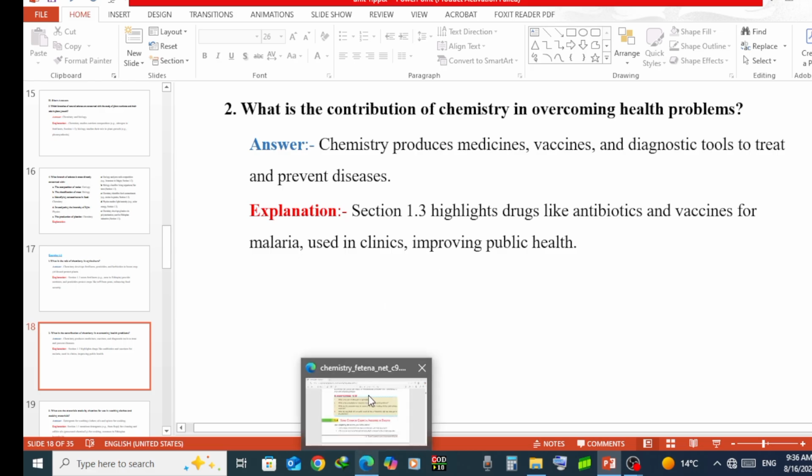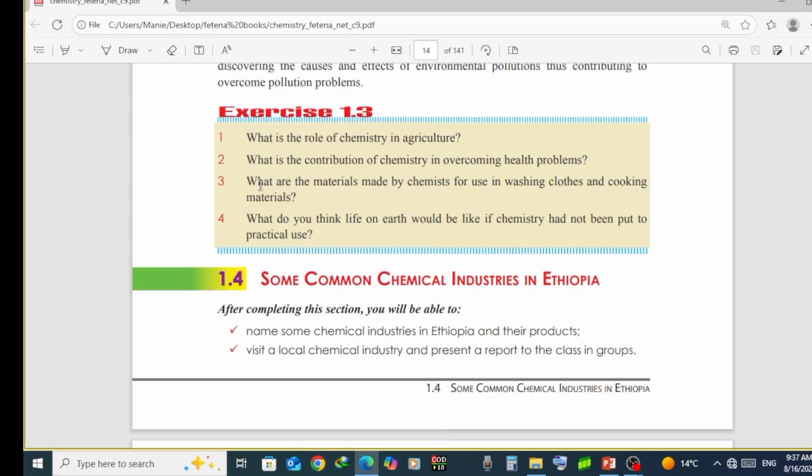The other question is question number 3. What are the materials made by chemists for use in washing clothes and cooking materials?